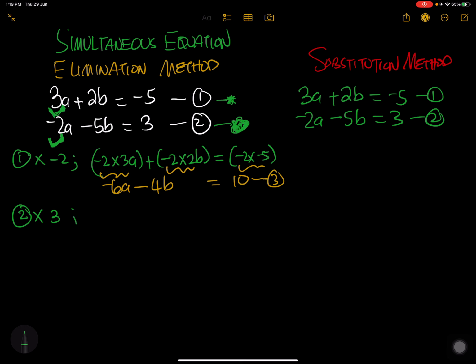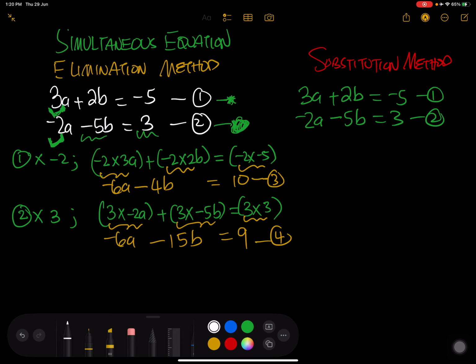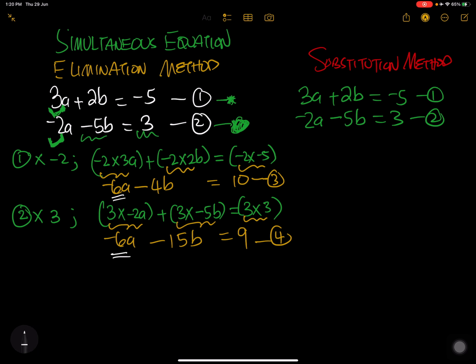So we're going to multiply by 3. So we're going to get 3 times the -2a plus 3 times the -5b. Can you see that -5b is equal to 3 that we're multiplying by this 3 again? Okay, and what we're going to get, this gives us -6a, this gives us -15b, and this gives us 9, and that gives you equation 4. Now, if we look closely, we can see that this -6a is the same as this -6a. You can see that. So what we do is that we can eliminate that because they are the same.